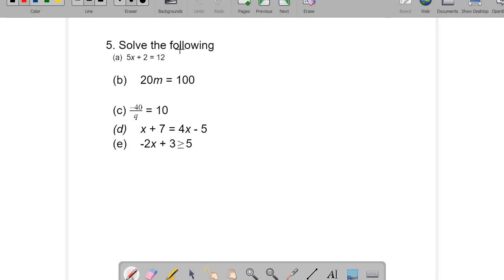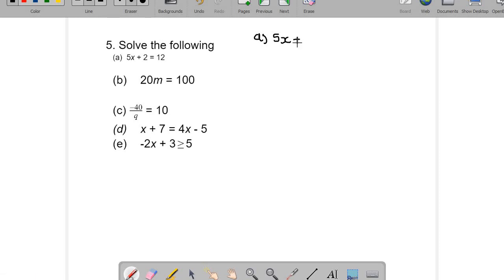Okay, so number 5, we're supposed to solve these equations. You can use the balancing method for these equations. There's also another method called the flow diagram method, but I'm just going to stick to using the balancing method. Okay, for question A, let us say we are using the balancing method.